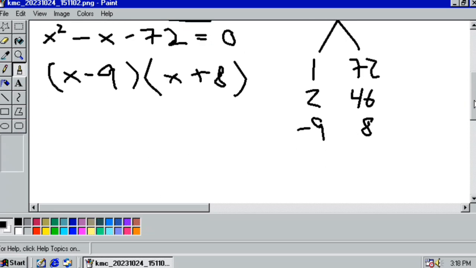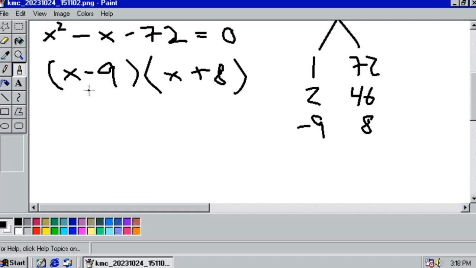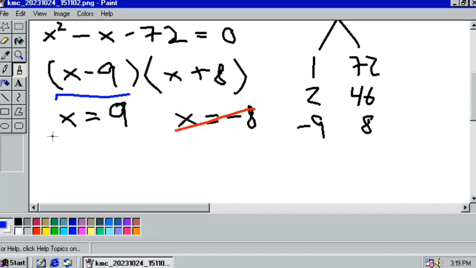Now, let's equate both of them to 0, or we can just change the sign. So we have x is equal to 9, and x is equal to negative 8. Now, since the number of teams in a league cannot be negative 8, we will discard this. Now, we have the answer of 9 teams in a league.